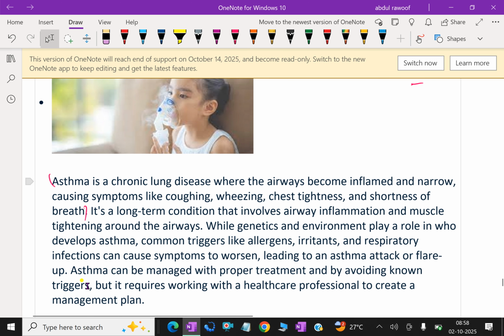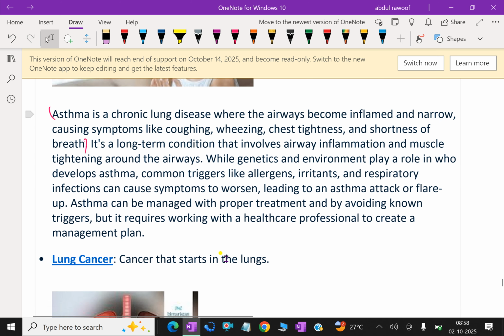It's a long-term condition that involves airway inflammation and muscle tightening around the airways. While genetics and environment play a role in who develops asthma, common triggers like allergens, irritants, and respiratory infections can cause symptoms to worsen, leading to an asthma attack or flare up. Asthma can be managed with proper treatment and by avoiding known triggers, but it requires working with a healthcare professional to create a management plan.